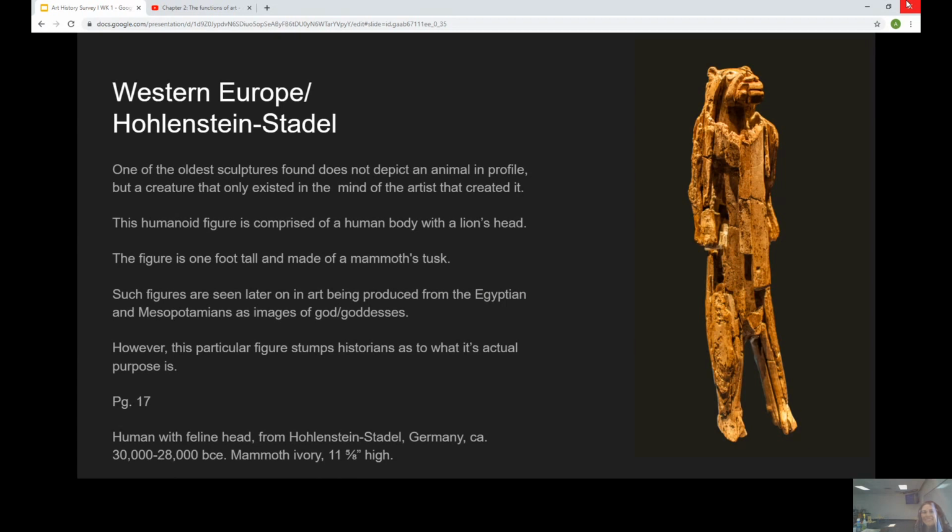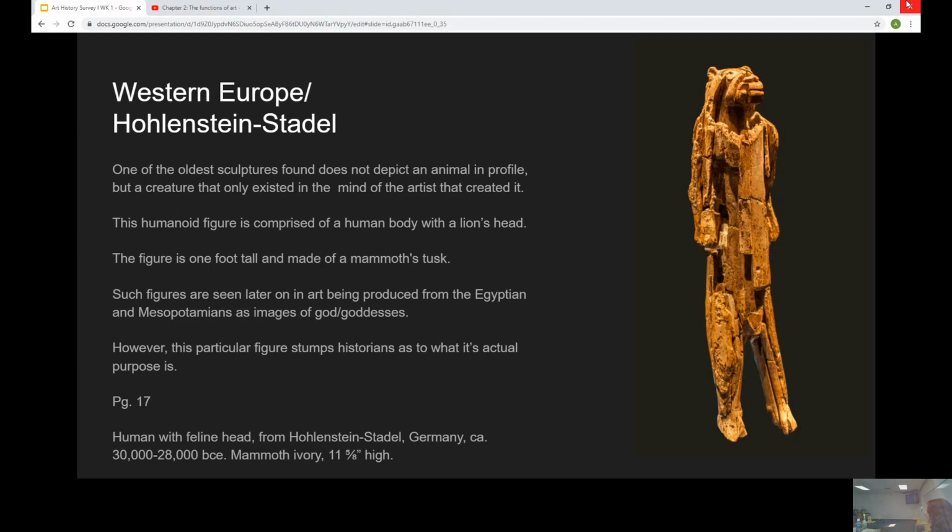So our next image is from Western Europe. We're moving north now, and it's the Hohenstein Statue figure. This is a really interesting statue that a lot of textbooks leave out, and I'm glad your textbook included it because it's odd. It is a human with a lion's head.